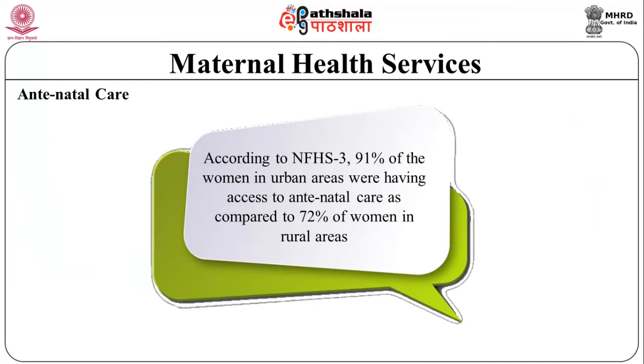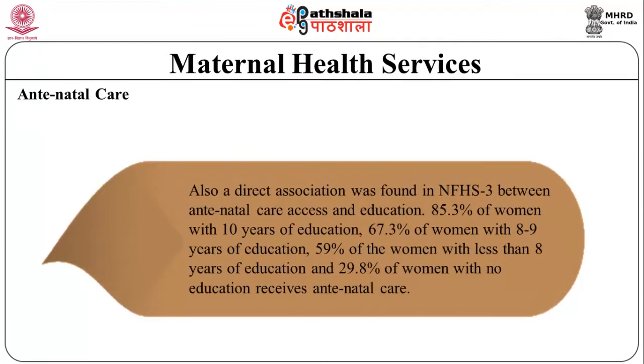According to NFHS 3, 91% of the women in urban areas had access to antenatal care as compared to 72% of women in rural areas. Also, a direct association was found in NFHS 3 between antenatal care access and education. 85.3% of women with 10 years of education, 67.3% of women with 8 to 9 years of education, 59% of the women with less than 8 years of education, and 29.8% of women with no education receive antenatal care.